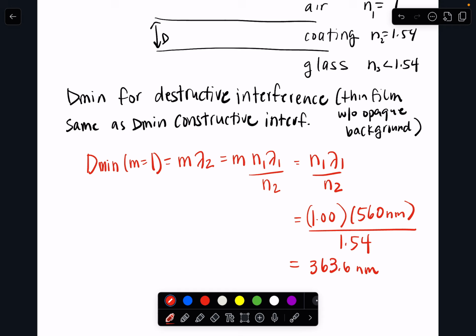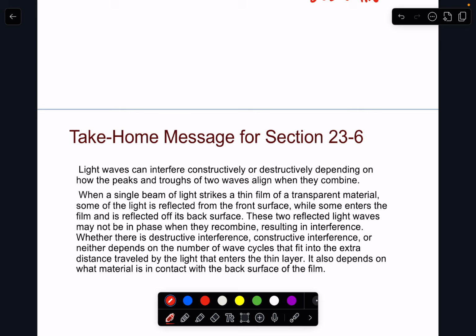So to wrap up this section, we now know that light waves can interfere constructively or destructively when they go through a film and reflect off of the front end of the film and the back end of the film. Depending on if this is thin film 1 or thin film 2, you're going to have constructive or destructive interference, and that depends on how many light cycles equal twice the thickness of the film.